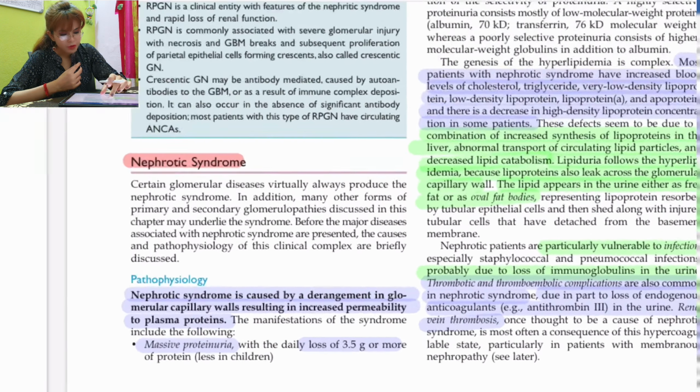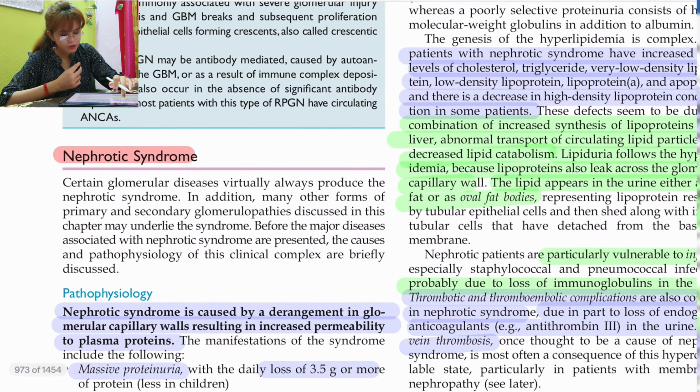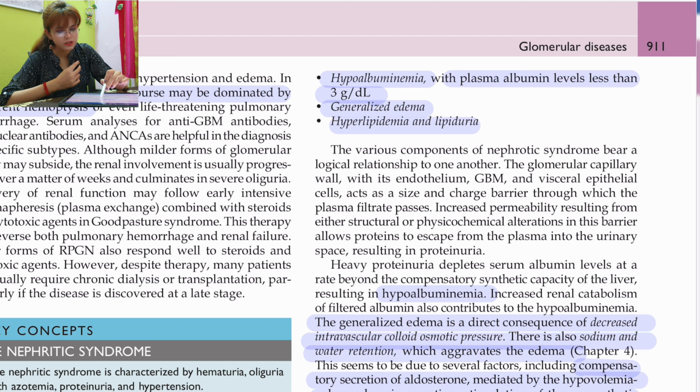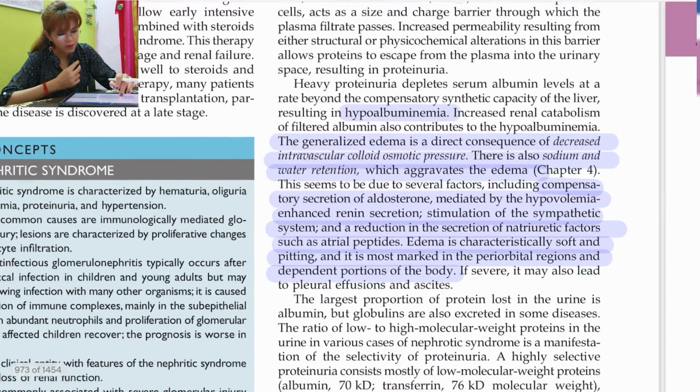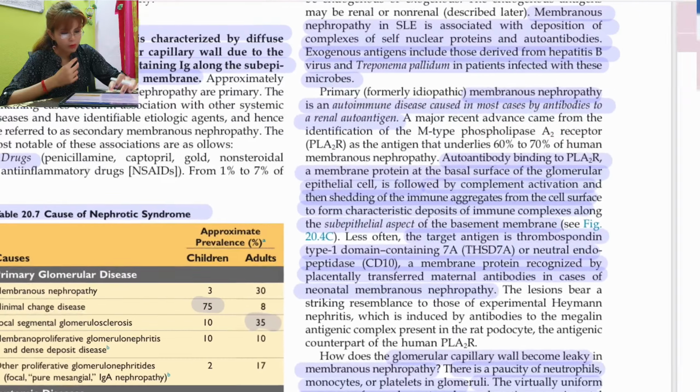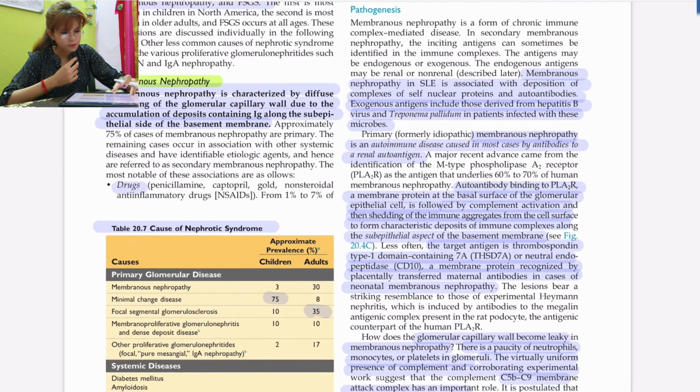Okay. Nephrotic syndrome: there is massive proteinuria, more than 3.5 grams, hypoalbuminemia and generalized edema, and hyperlipidemia and hyperlipiduria. So now coming to membranous nephropathy, I've already spoken about this many times before.